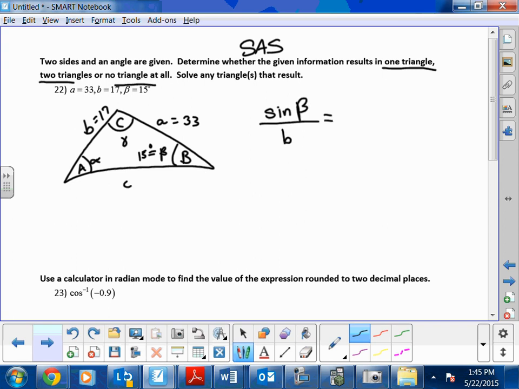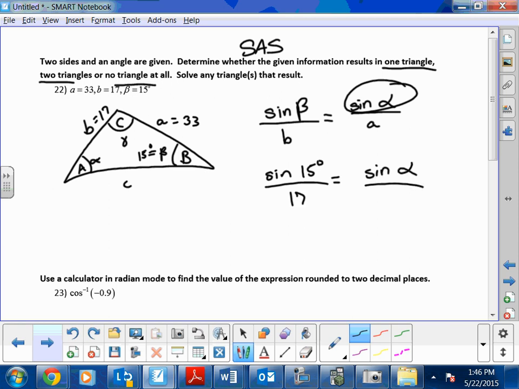In this case, I'm going to use sine beta over b, and then I'm also going to use sine alpha over a. The unknown is going to be sine alpha. Because I know sine beta, sine 15 degrees, b is going to be 17. And in this case, we'll have sine alpha, the unknown, over a, which is going to be 33. Now remember, you cross multiply and divide. So let's cross multiply these two here.